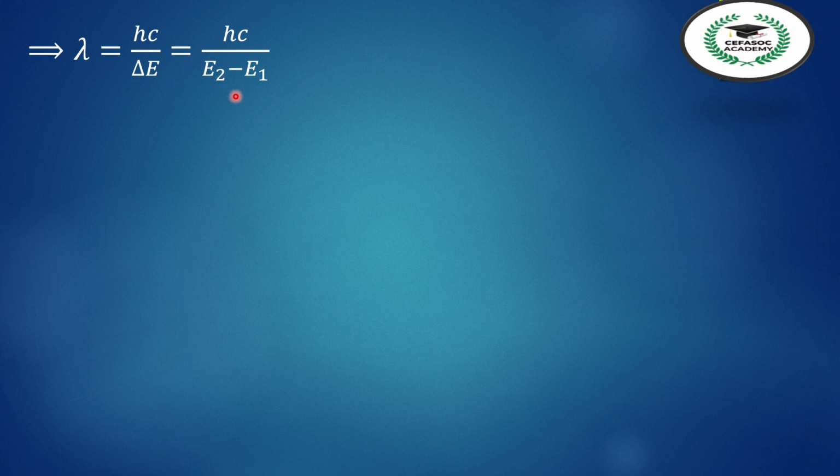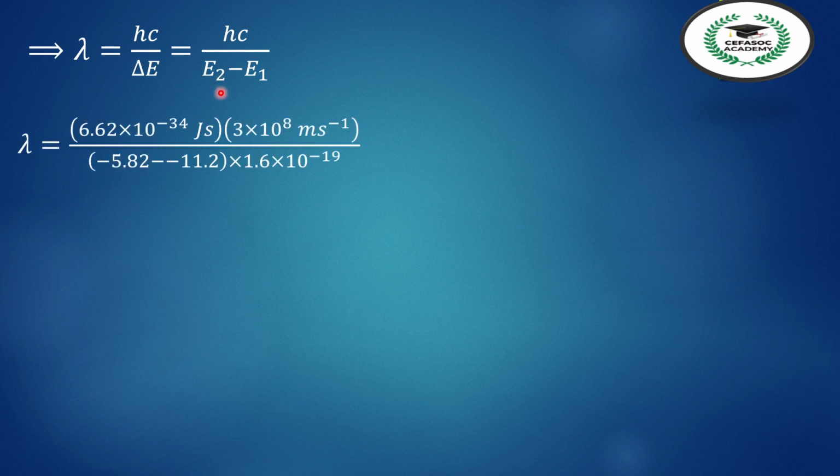So we just replace the values. The Planck constant is 6.62 times 10 to the negative 34 joule seconds. The speed of light, or the speed of the radiation, is 3 times 10 to the power 8 meters per second, divided by E2, which is negative 5.82, minus E1, which is negative 11.2. I'm putting times 1.6 times 10 to the power negative 19 because it was given in electron volt, and 1 electron volt is 1.6 times 10 to the power negative 19 joules.